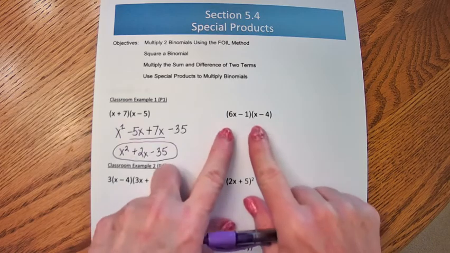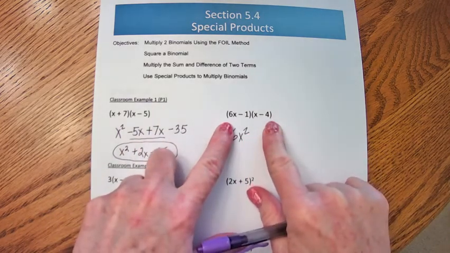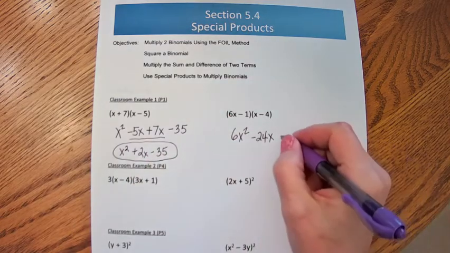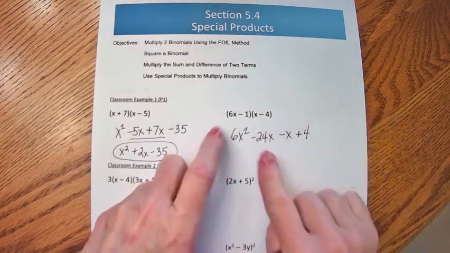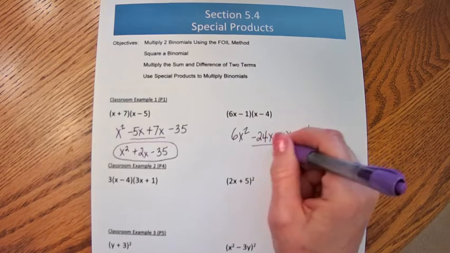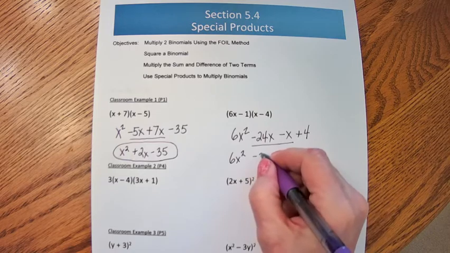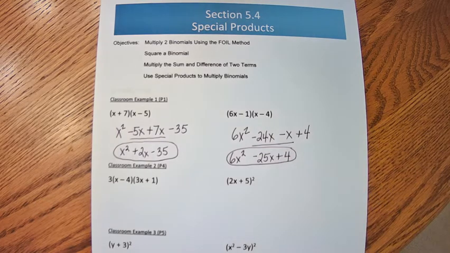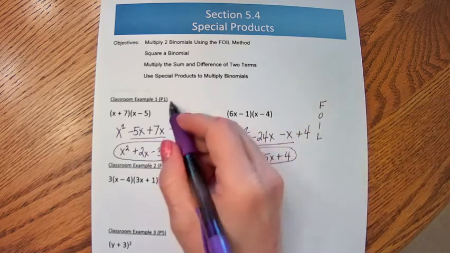Two binomials. So first, 6x times 6 is 6x squared. Outside, 6 times negative 4 is negative 24x. Inside, negative 1 times x is negative x. And then last, negative 1 times negative 4 is positive 4. First, outside, inside, last. That's our FOIL mnemonic to remember. So let's combine. We've got 6x squared minus 25x plus 4, combining those two middle x terms. So that's FOIL, your first, your outside, your inside, and your last. Go ahead and try practice 1.